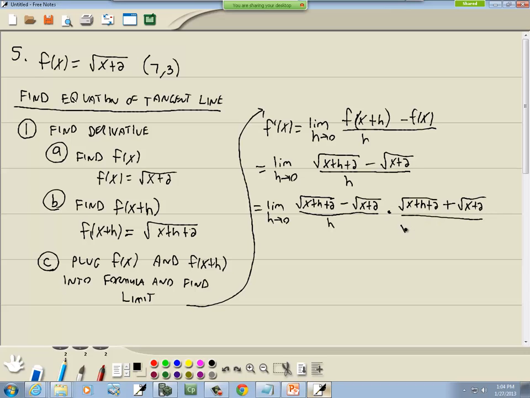And whatever we multiply by the top, we have to multiply by the bottom. So we multiply the bottom by the square root of x plus h plus 2 plus the square root of x plus 2.